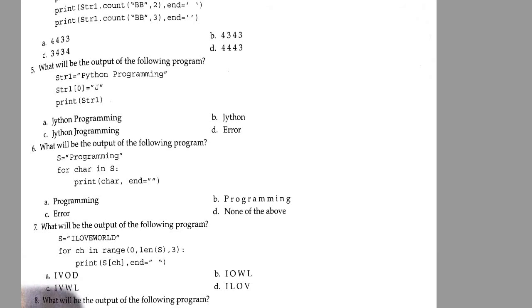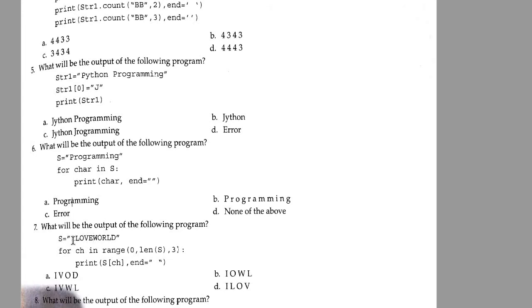S is equal to "I love world". Again you will see the for loop here, but here the range is from 0 to length of S, and length of S would be the whole length of the string. Fine.